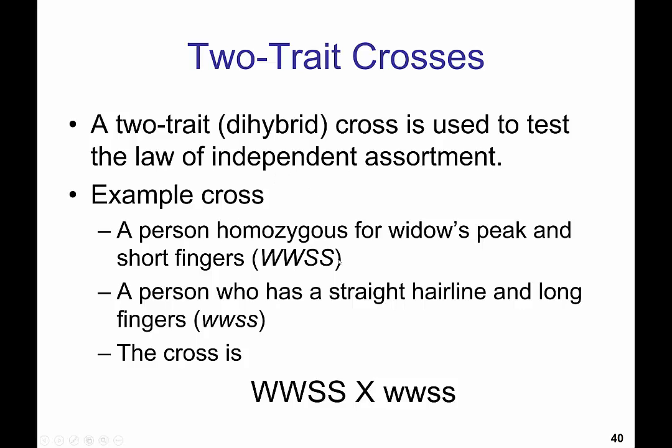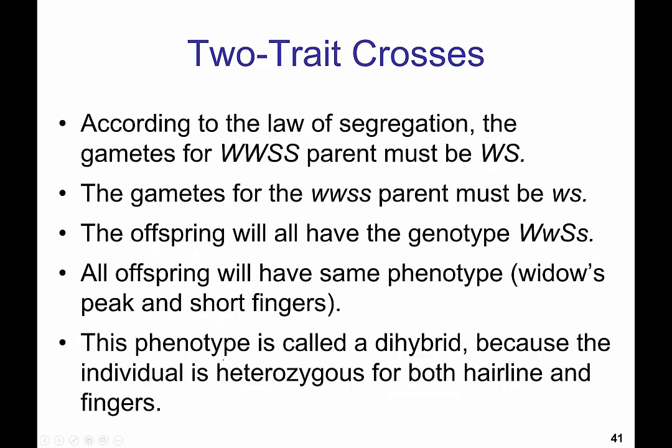Okay, so we have homozygous dominant crossed with a person who has straight hairline and long fingers. That's homozygous recessive. So here's our cross. Homozygous dominant for 2 traits, homozygous recessive for 2 traits. So law of segregation, no matter how we combined these 2 traits, we're only going to get dominant alleles, so big W, big S. Likewise, the gametes for the homozygous recessive parent is going to be little w, little s.